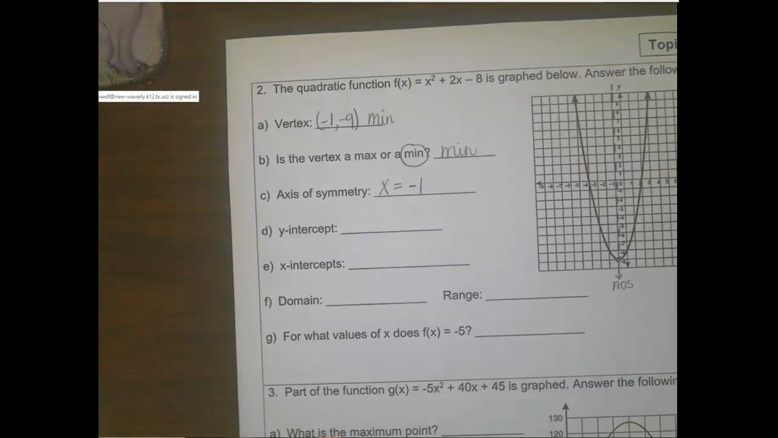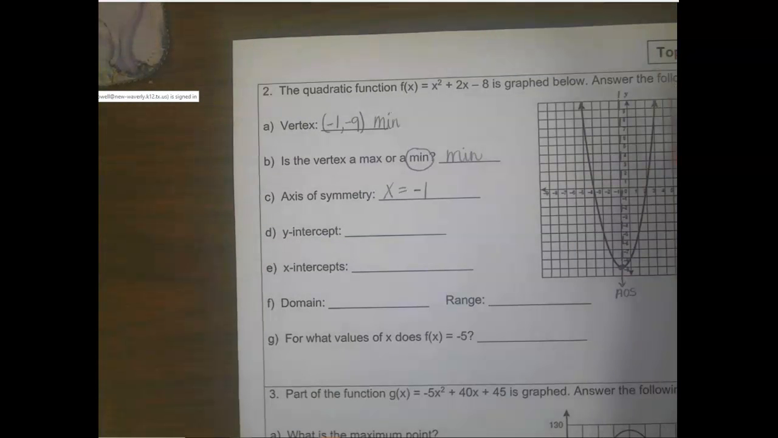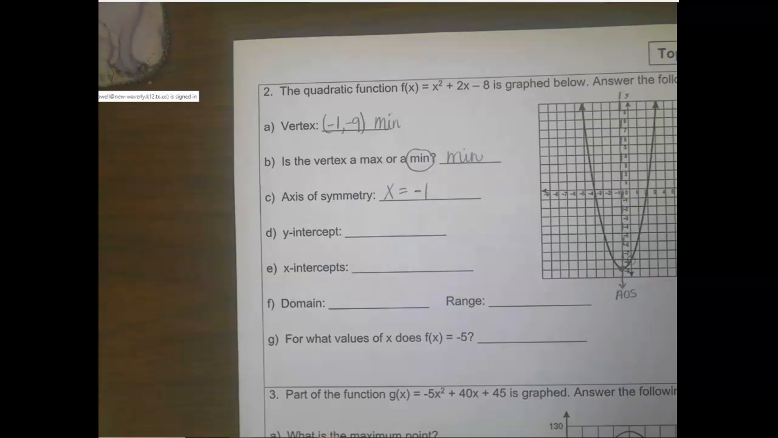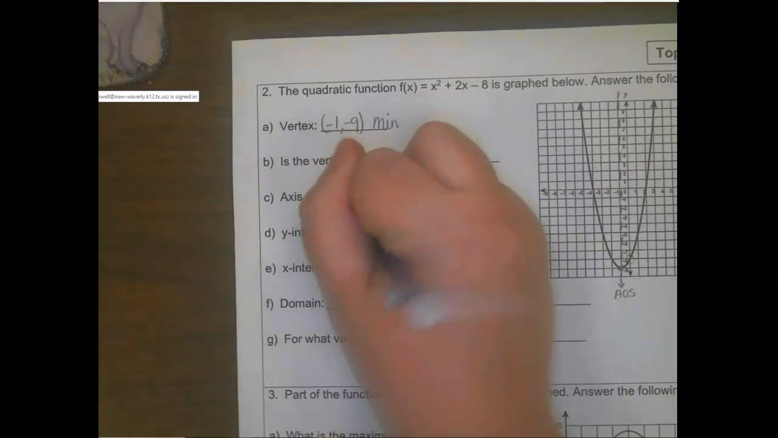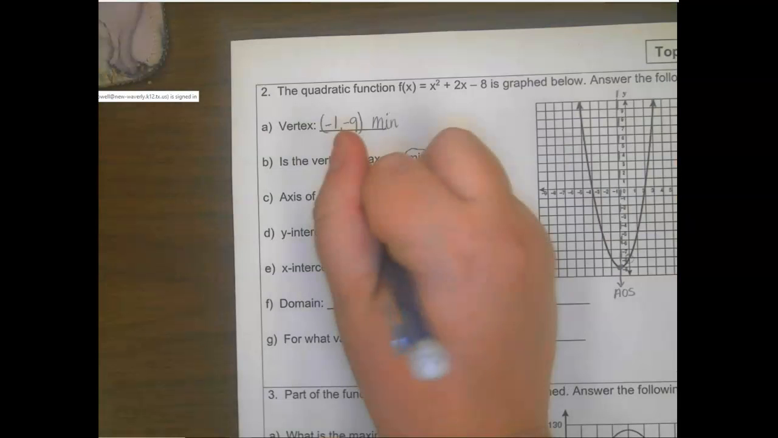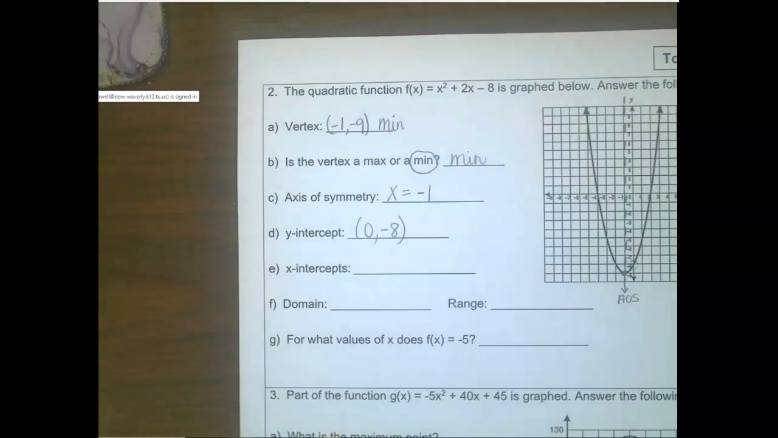Our y-intercept, let's see, where does it cross our y-axis? Here's my y-axis. It crosses right here. So what is that coordinate? 0 and -8.